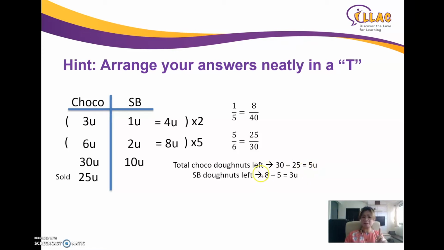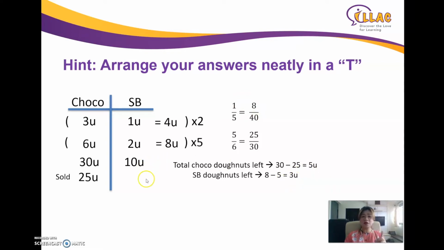So they said I have only 8 donuts left, but I only left 5 chocolates over here. So the rest must be strawberries. You see that? So 1/5 left, convert into 40s. I have 8 donuts left. Out of these 8 donuts, 5 units are the chocolates. How do I get 5 units? Because I sold 25 units of the donuts, which means 30 minus 25, I have 5 units, right? Out of the 8 units that is left, 5 units are chocolate, 3 units must be strawberry.